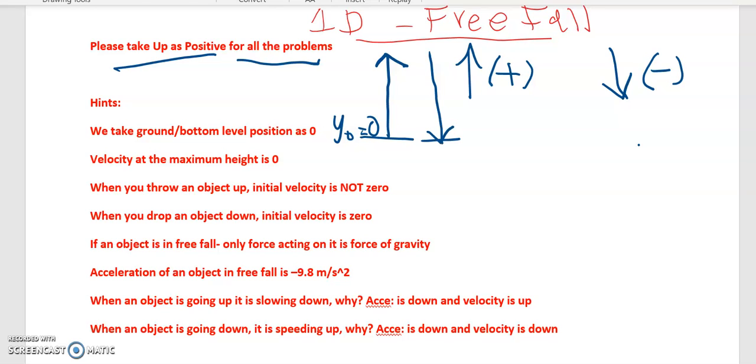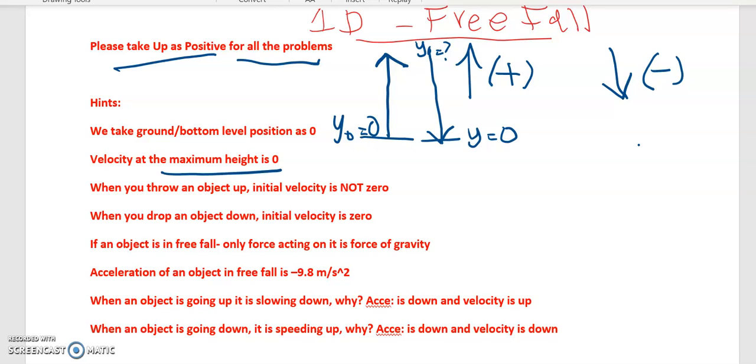So in that case, your initial position, we don't know yet, but final y position is going to be 0 because it's reached the bottom level starting from a higher level. So we always take the ground or bottom level as the 0 position. It depends on the question how it is worded. Let's assume you're going to throw an object up, so initial y position is 0. Let's assume you're going to drop an object down. Final y position is going to be 0 in that case. And velocity at maximum height is 0.